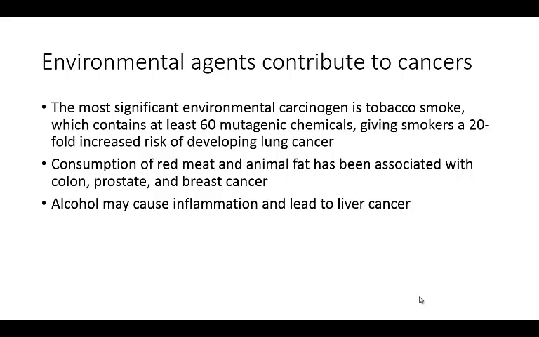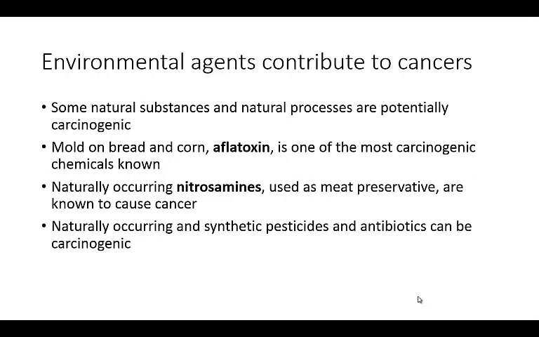Alcohol can lead to inflammation in the liver, and this can lead to liver cancer. Some compounds that can be found are just natural, and they're natural processes. However, even though it's natural, doesn't mean it's necessarily safe, and they can be potentially carcinogenic. There's a mold that can be found on bread and corn called aflatoxin. It is one of the most carcinogenic chemicals known. It can also be found sometimes on peanut shells as well.